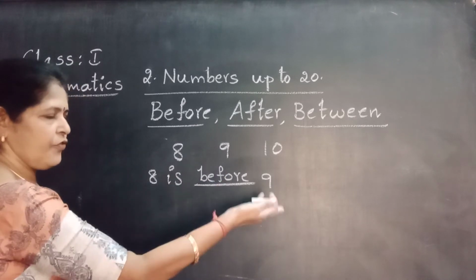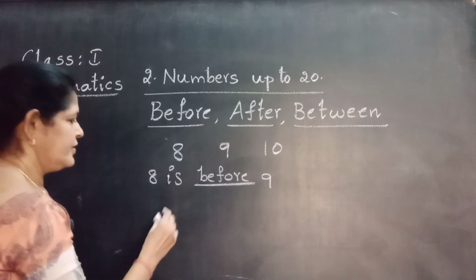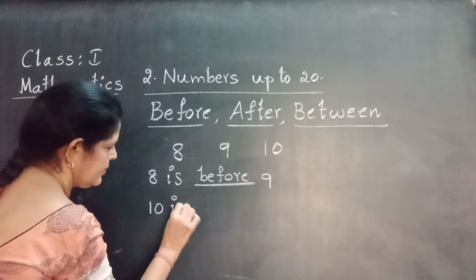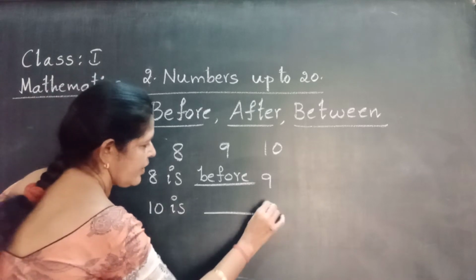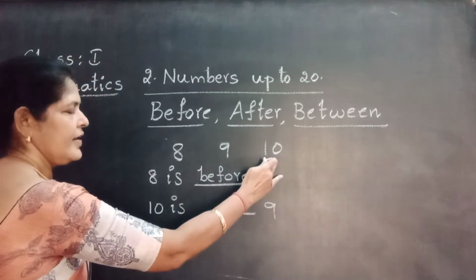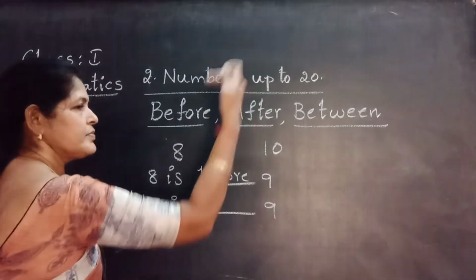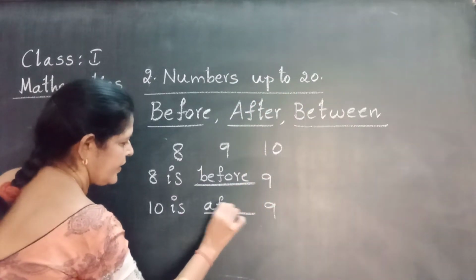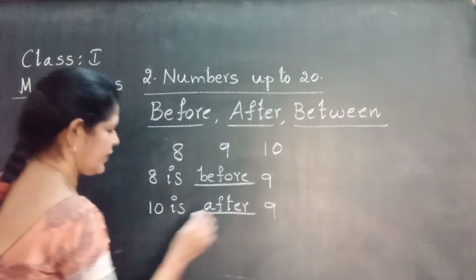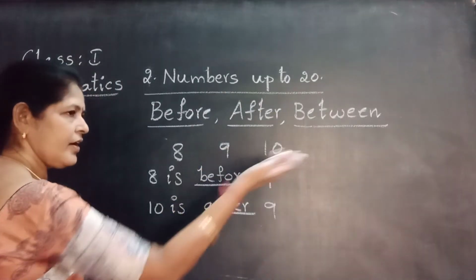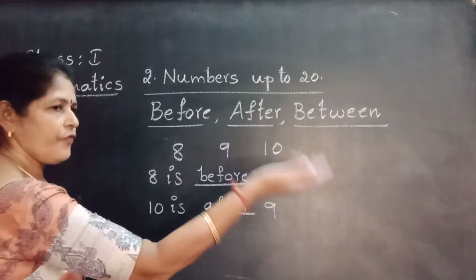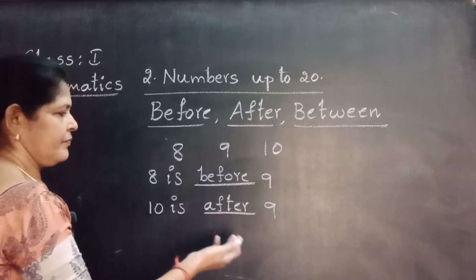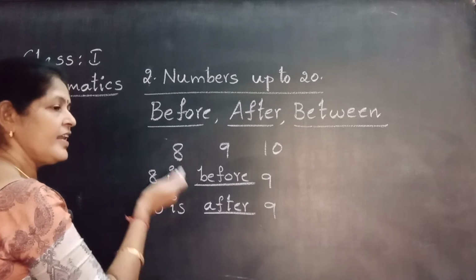Now see, 10 is dash 9. It comes next. That means after. A-F-T-E-R, after. 10 is after 9. 10 comes after 9. The after number of 9 is 10. The before number of 9 is 8.